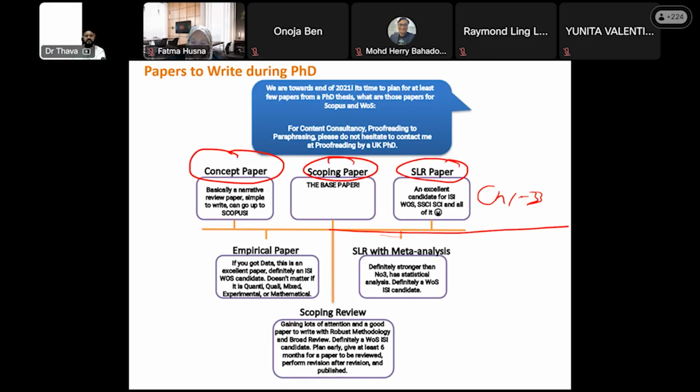So now we are changing our method. We are doing systematic review-based bibliometric. So don't do only bibliometric. You won't go very far.